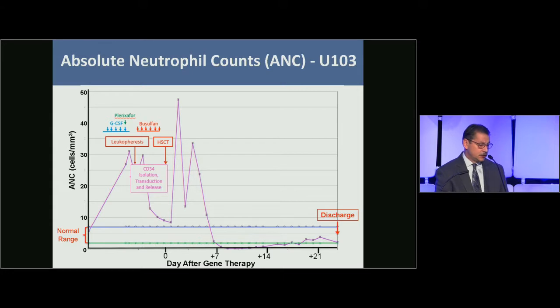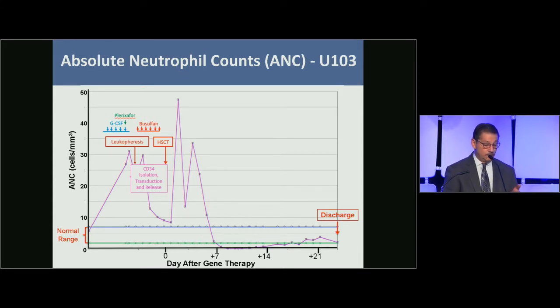This slide just illustrates the clinical neutrophil course of one of the patients treated. You can see they came in, they got mobilized, and their white count went up to 30,000. They were then leukapheresed to collect the drug product, then conditioned with the busulfan and received the transplant. So this was a patient receiving the fresh protocol.